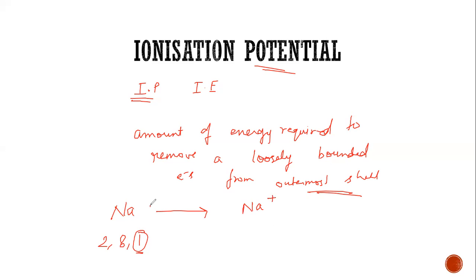So when we remove one electron, the atom loses one electron and gains a positive charge. Now its electronic configuration is 2,8. So this is basically the amount of energy required to remove one electron from the sodium atom, which is known as the ionization energy. Now let's see the factors which affect the ionization potential.